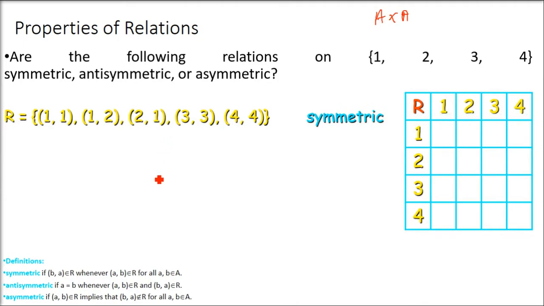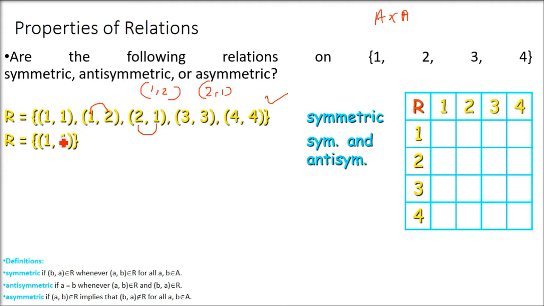Symmetric. How is it symmetric? Symmetric means if (A,B) is there, (B,A) should also be there. So if (1,2) is there, (2,1) is also there. (1,1), (3,3), (4,4) are already there, because if (A,B) is there, (B,A) is there. So it is symmetric. The second one, which one of these is this one?